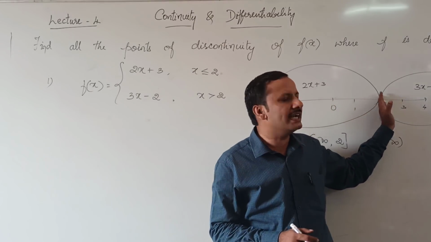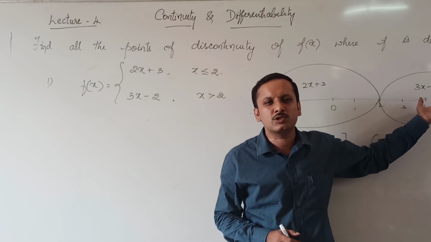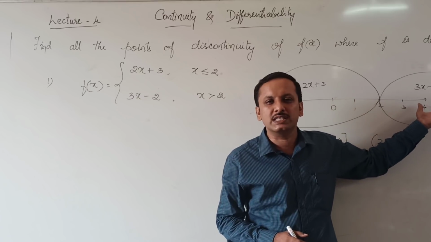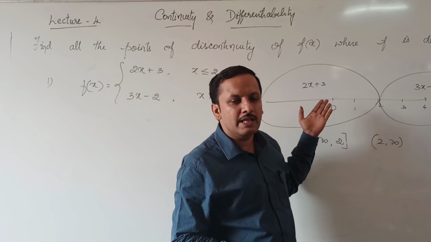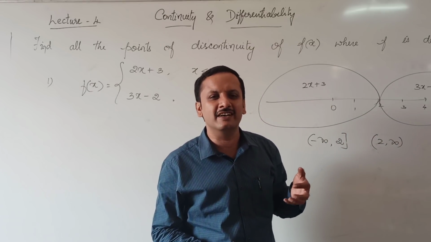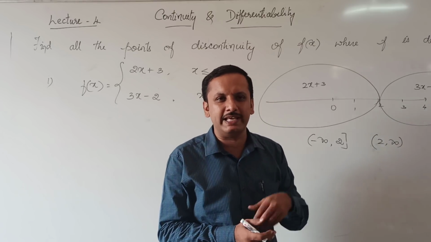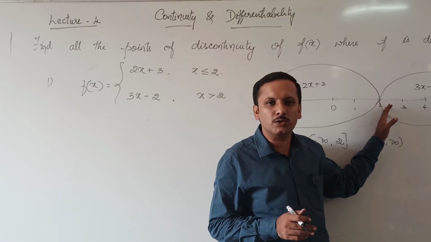Similarly, when x is greater than 2, the function is defined as 3x minus 2, which is also a polynomial, and every polynomial function is continuous. So, there also continuous, here also continuous. The only problem, I mean the only point of discontinuity, if at all exists, may exist at x equal to 2.